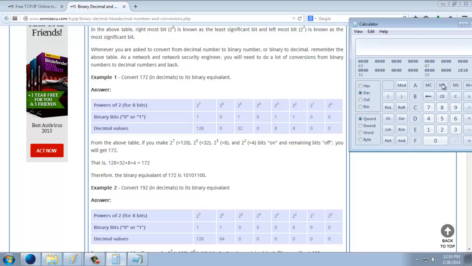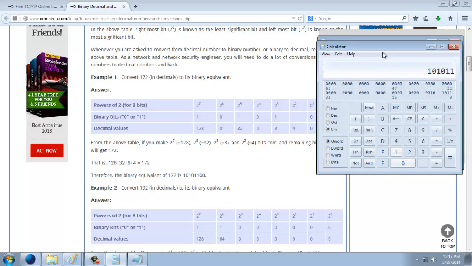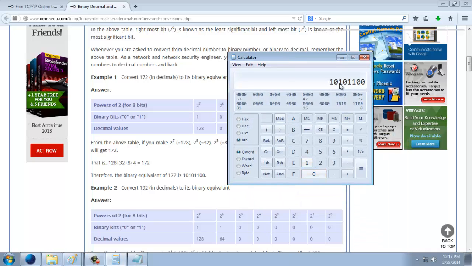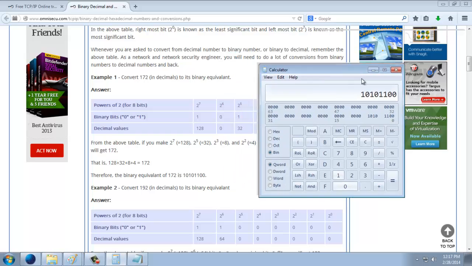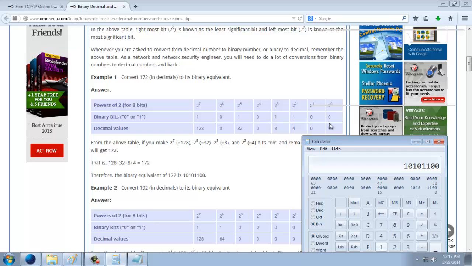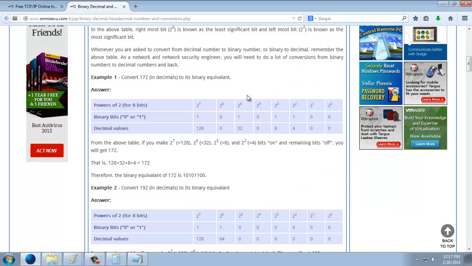So how will you write this binary number? Go to binary, select binary here. 1, this one, 0, this 0, again 1, this one, 0, 1, 1, and remaining 2 zeros. 1 0 1 0 1 1 0 0. Okay, 1 0 1 0 1 1 0 0. Correct. Decimal 172. So practice these lessons.